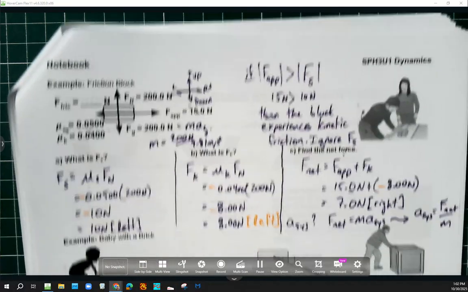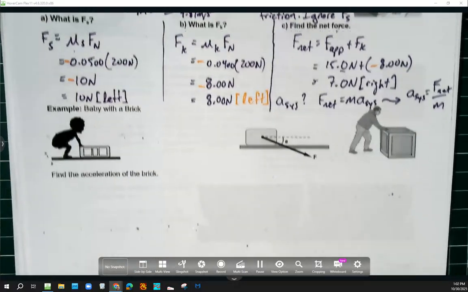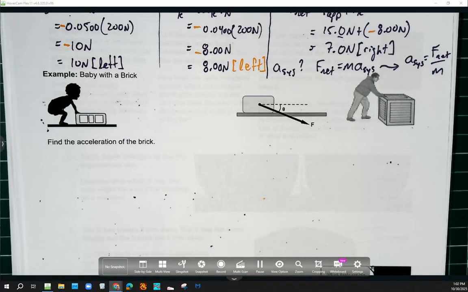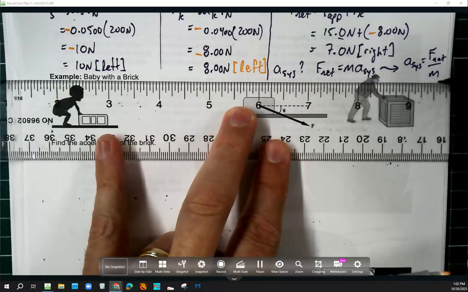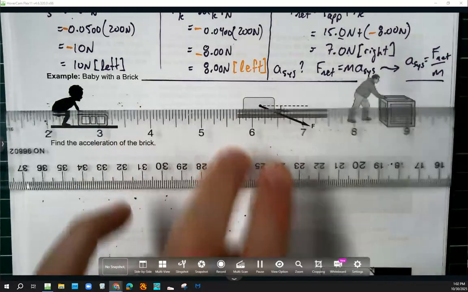I want to talk about babies with bricks, okay? I think we can all agree on that. This is the important stuff.